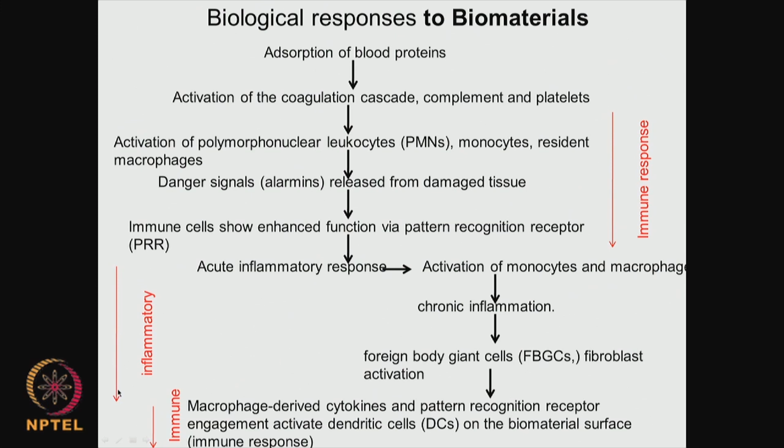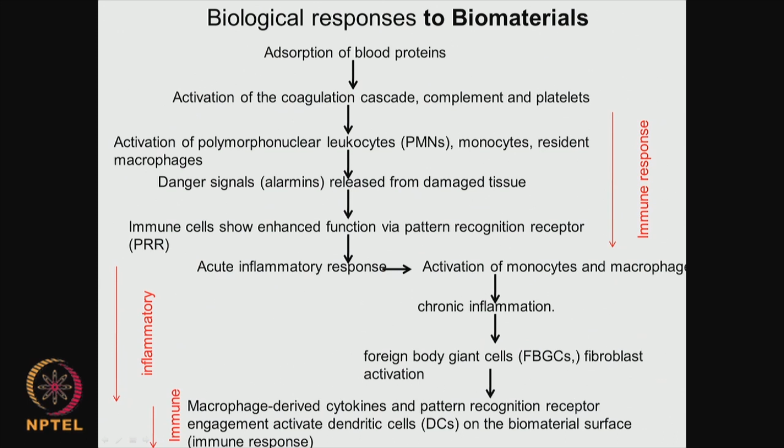Now, we have the inflammatory response. There is an acute inflammation, which leads to activation of monocytes and macrophages, and chronic inflammation. So, foreign body giant cells, fibroblast activation. A lot of foreign body giant cells are formed. Again it goes into the immune response: macrophage derived cytokines and pattern recognition receptor engagement activate dendritic cells, that is DC, on the biomaterial surface. So, all these are formed, okay.